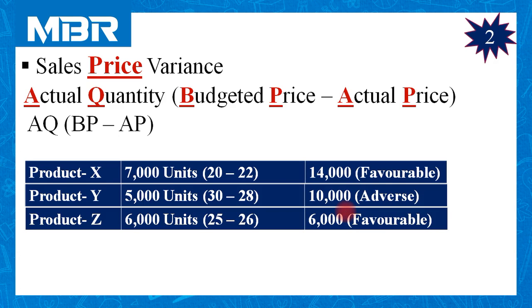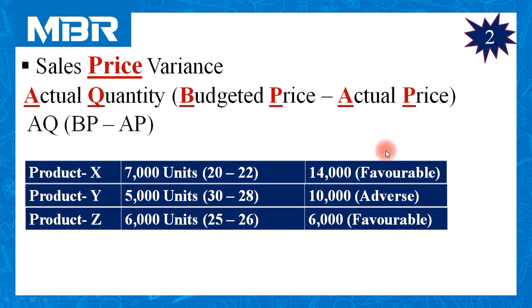Product Z, actual quantity 6,000 units, budgeted price 25 as given in the question, and actual price 26. It is also given in our question. 25 minus 26, it's a 1 multiplied by 6,000 units. So total amount of difference is 6,000. It is favorable because here we have charged a higher sale price than our estimated standard or budgeted sale price.